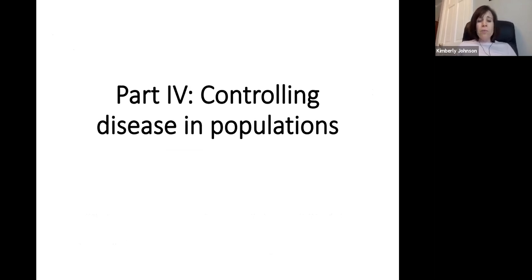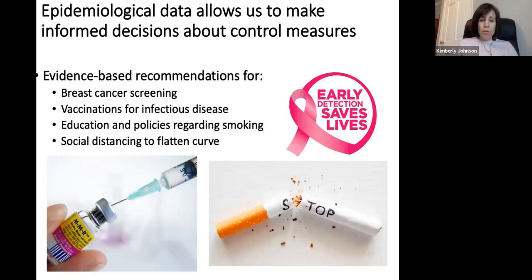Okay, so after we've done our descriptive epidemiology and our analytic epidemiology, then we can use this information to design interventions to control disease in populations. So epidemiological data allows us to make informed decisions or evidence-based decisions about control measures. Through many, many years of research that have led to a lot of evidence, we have made recommendations for breast cancer screening as an example. There are other screening programs, vaccinations for infectious disease, education and policies regarding smoking, and social distancing to flatten the curve is another one that I'll talk about a little bit more.